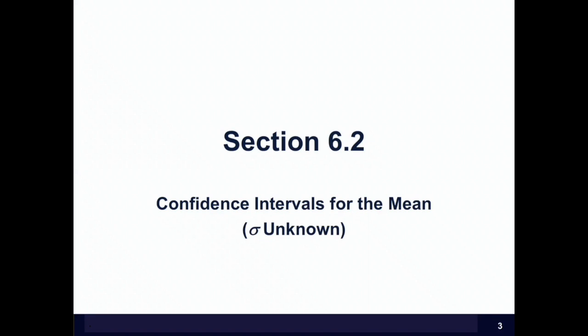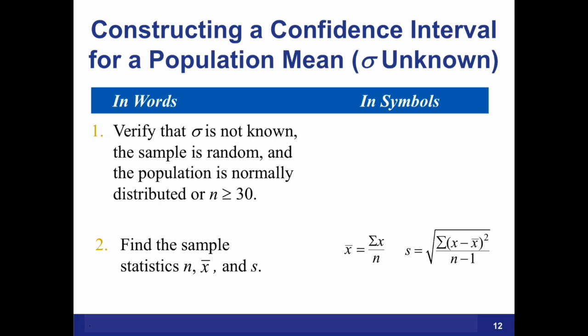Welcome to our virtual learning in statistics. Section 6.2, confidence intervals for the mean, sigma unknown. This is a review of how to construct a confidence interval for a population mean when sigma is unknown.